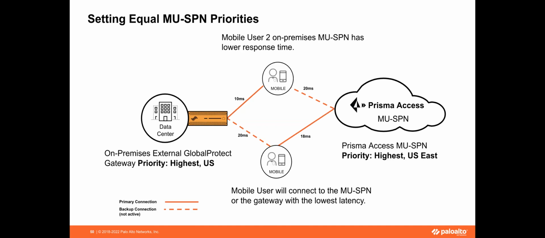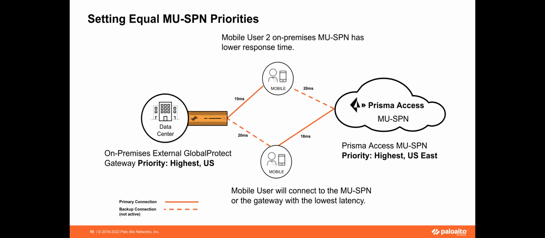You can set equal priorities on the on-premises GlobalProtect gateway and Prisma Access MUSPNs. The GlobalProtect app uses gateway priority in a multiple gateway configuration to determine the preferred MUSPN or gateway. You can use this configuration if your mobile users are most often closer to an on-premises gateway. When users change location, for example, the GlobalProtect app chooses another MUSPN, either on-premises or Prisma Access MUSPN, based on the priority and the lowest response time.